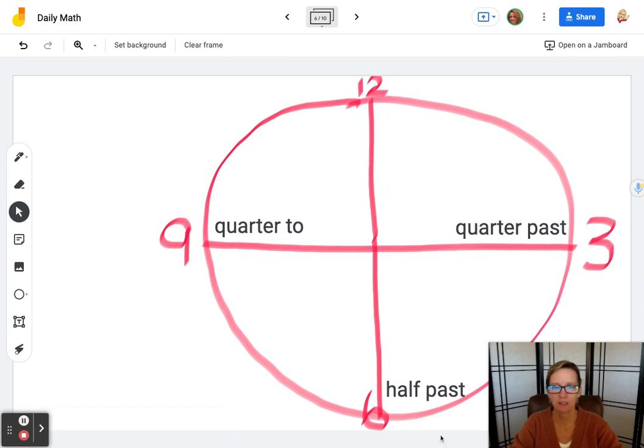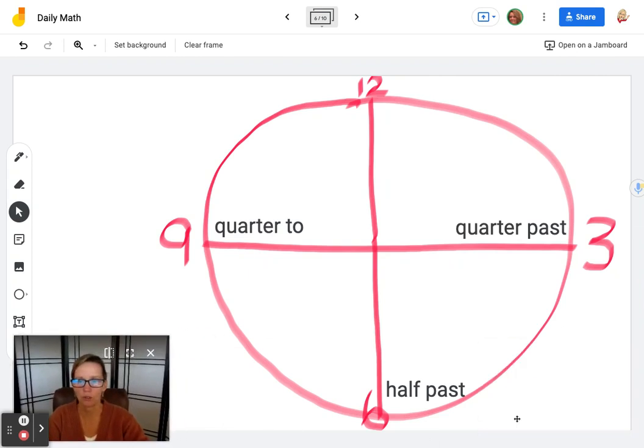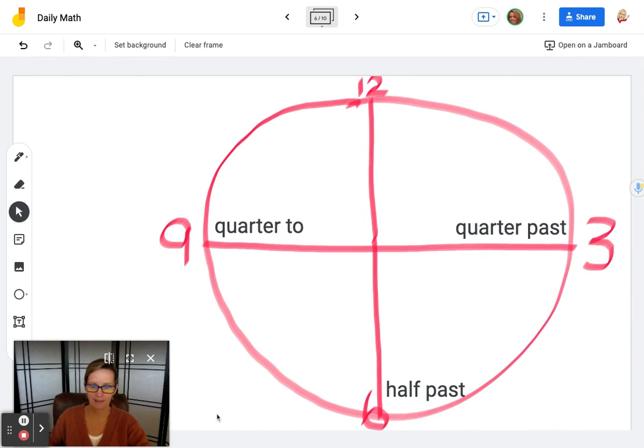Right, so let's take a look at our quarter to, quarter past, and half past. So remember, this was our little cheat sheet that we made. You can tell it's not a perfect clock. I just made a circle and I put the 12, the 3, the 6, and the 9. So when the minute hand is on the 3, that's 15, and it's 15 minutes past the hour. So it's a quarter past.